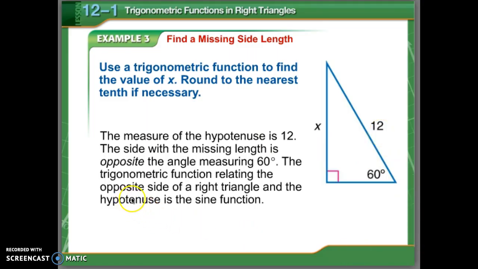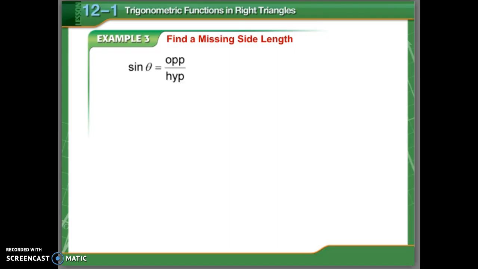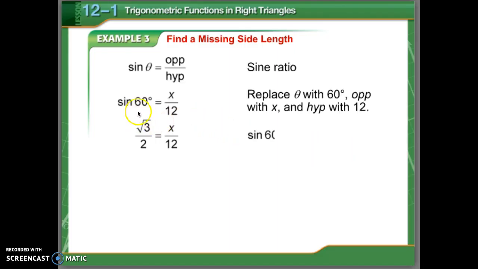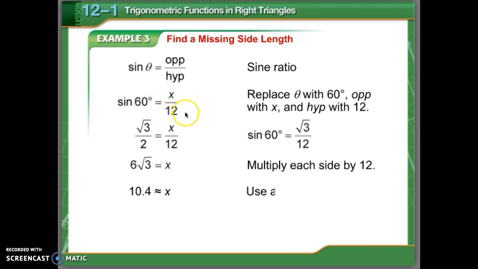So because we know the opposite side and the hypotenuse, we're going to be using the sine function, the sine ratio. So we know sine is opposite over hypotenuse. We know our angle is 60 degrees. We plug in our sides. The opposite side is x, the hypotenuse is 12.